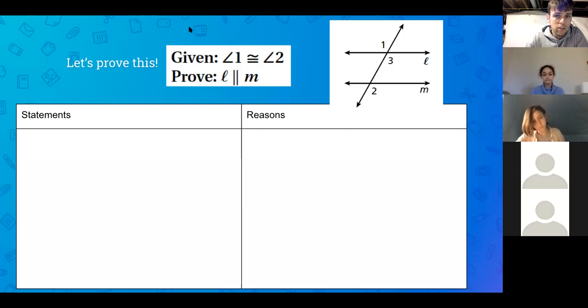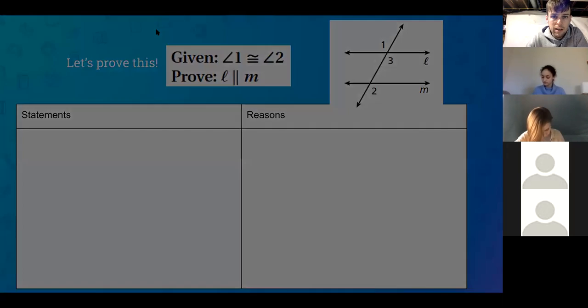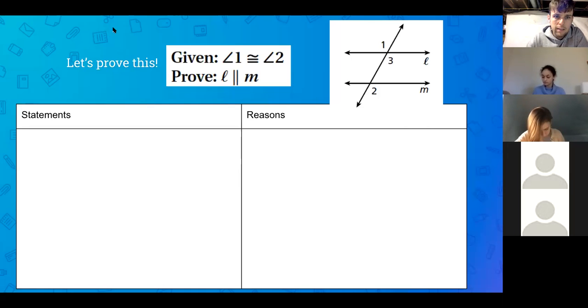Okay, so let's actually look at what a proof of this is going to look like. So here is our drawing. We have some angles here. It is first given that angle 1 and angle 2 are congruent. We can do this proof in 2 ways. There is an easy way. If we have already accepted the converse of the alternate exterior angles theorem to be true, then we can simply use that and say that these lines are parallel.